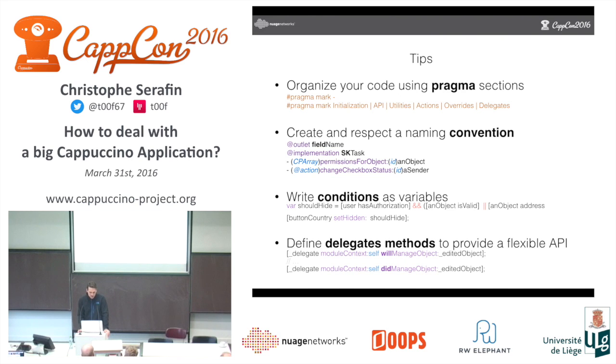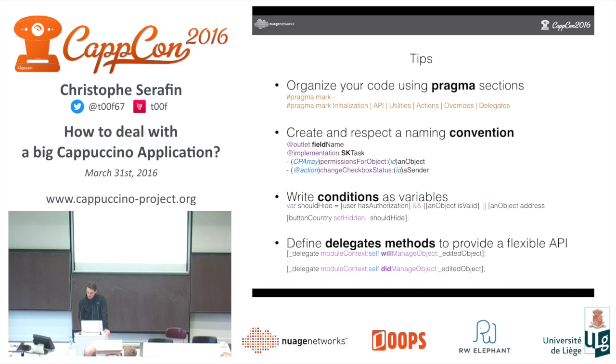The two next examples are permissions for object and change checkbox status. I could have written permission for patnat pool, for instance, but it's a generic method. If I want to create a new object, a new view controller, it will be very easy to have a look and see, oh, I already have a permission for an object in another view controller. Let's see how it should be structured. So it's very important to have those naming conventions and, for instance, those prefixes, and to have generic names when necessary. It will definitely help you to rename when it will be necessary.